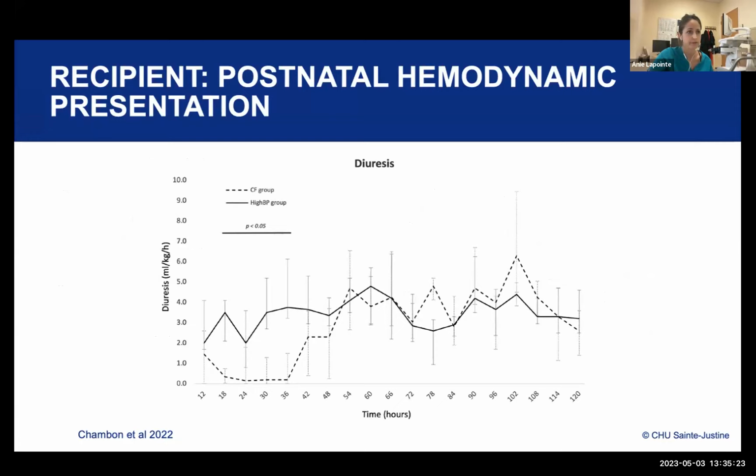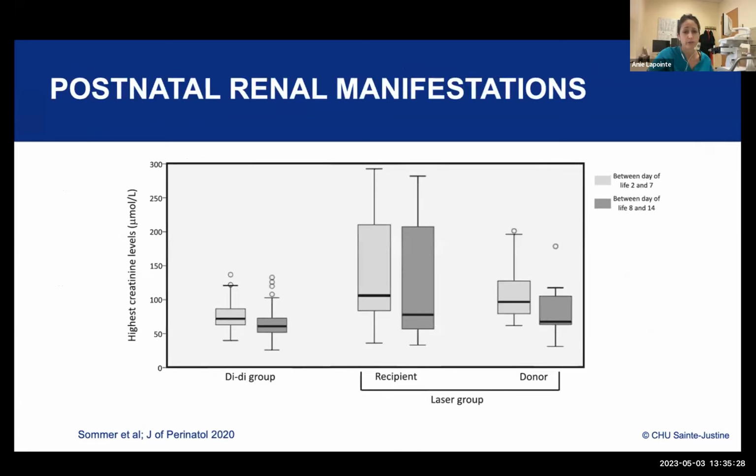That brings me to discuss postnatal renal manifestations in TTTS. In 2020, we published here at St. Justine our cohort of donor and recipient twins who had laser in utero, and we compared them with dichorionic diamniotic twins. What we found was that the creatinine level was higher and the urine output was lower in the TTTS group, and it tends to improve around 2 weeks of life.